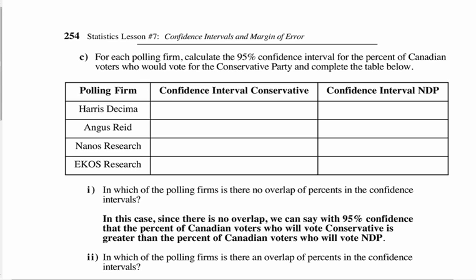So for each polling firm, calculate the 95% confidence interval for the percent of Canadian voters who would vote for the Conservative Party and complete the table below. So basically we already did the confidence interval for NDP. So I'm just going to write this down. We did this on the other page for the NDP, so write it, filling in what we already just calculated.